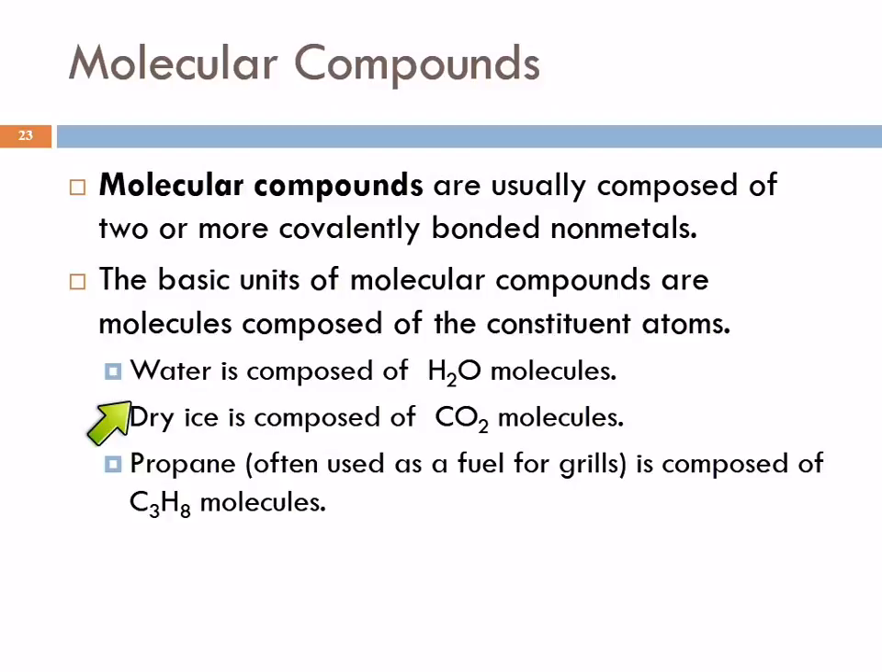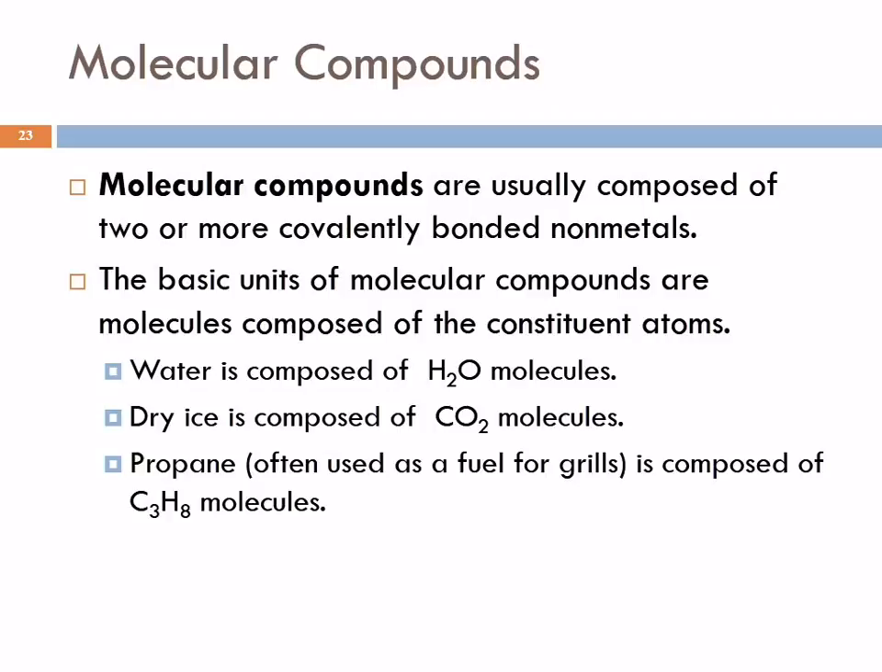Examples: water, H2O. So we look at this and we see hydrogen and oxygen. What we want to do is identify, are these elements metals or nonmetals? So we look at the periodic table and we determine, are they to the left or to the right of the stair-step line?